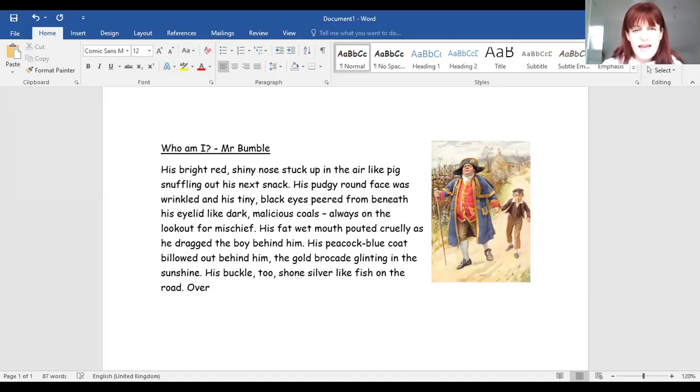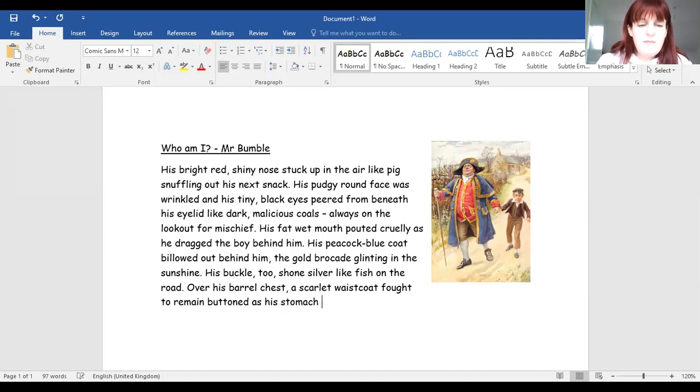Now I'm going to try and use a subordinate clause first here, so I'm showing I'm varying my sentence structure. Over his round. Now, have I used round? I have used round. How could I describe his round? Barrel. Now scarlet waistcoat ought to remain buttoned. His stomach made a desperate bid.